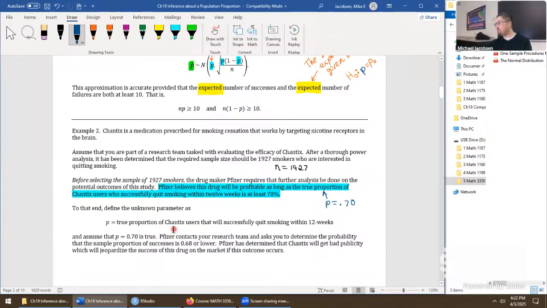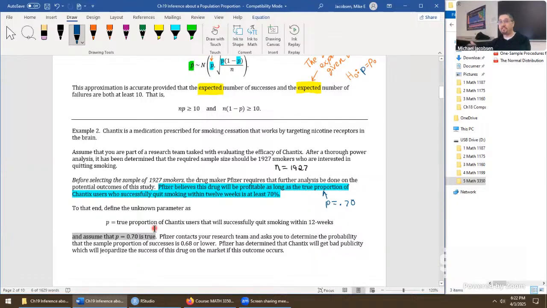P is the true proportion of Chantix users that will successfully quit smoking within 12 weeks. Chantix users is the population. Successfully quitting smoking is the success. And our hope of hopes is that it's 70%. So we're going to assume that. We're going to assume P equals 0.70 is true.